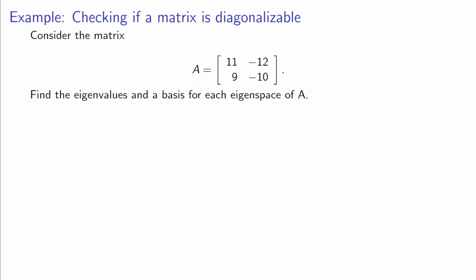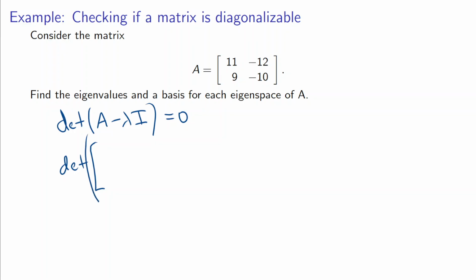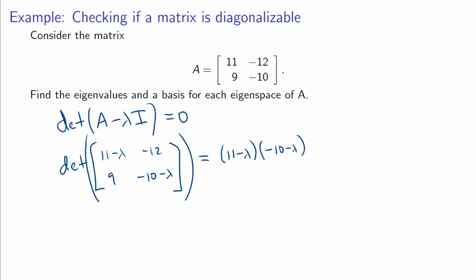So to remind you how that works, we're going to be looking at the equation determinant of A minus lambda I equals 0 and solving this for lambda. So we need the determinant of the matrix 11 minus lambda, negative 12, 9, negative 10 minus lambda. So that's going to equal 11 minus lambda times negative 10 minus lambda, and then minus 9 times negative 12. We work through simplifying this a bit.